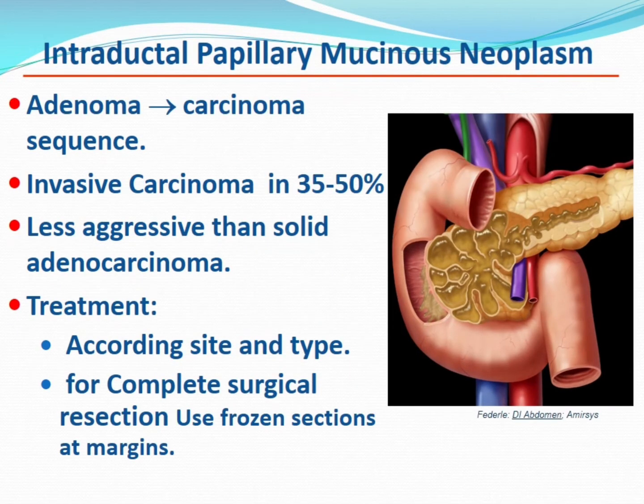The adenocarcinoma sequence is well known here, and invasive carcinoma has been reported in 35 to 50% of cases, but the tumor is less aggressive than solid adenocarcinoma. The treatment of intraductal papillary mucinous neoplasm is according to the site of the tumor and according to the type of the tumor, whether main duct or branch duct intraductal papillary mucinous neoplasm. The best treatment is surgical resection with frozen section at margins during surgery.